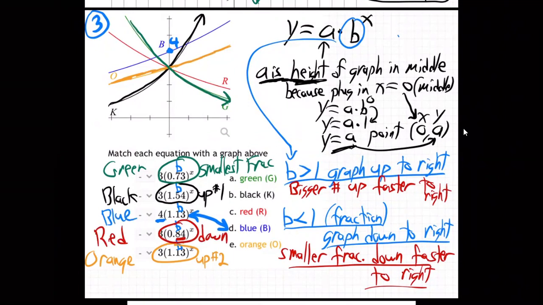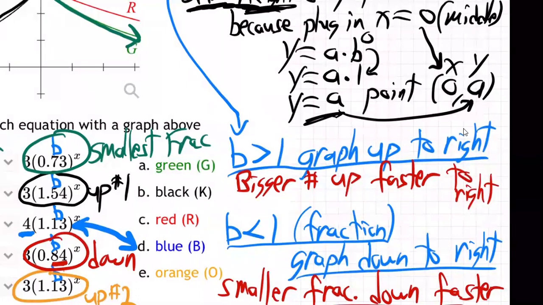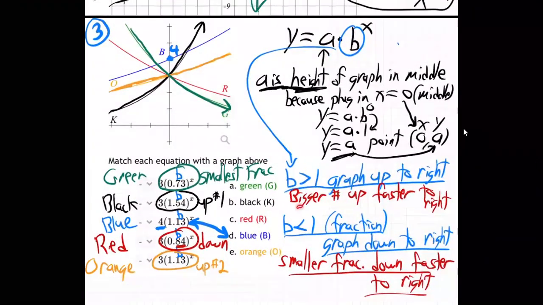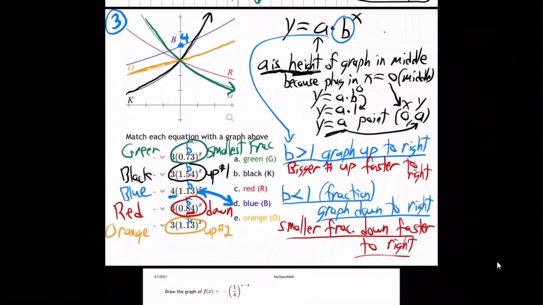So there we go. That's how we tell. We're learning some of the characteristics of an exponential function. The a in the front is the height of the graph in the middle, because if you plugged in x equals zero, you'd get b to the zero, which is one. a times one is a. Then the b, the base, the thing the x is on, is about whether it's greater than one or less than one. If it's greater than one, it goes up to the right. If it's less than one, a fraction, a decimal, it goes down to the right. The bigger it is, the faster it goes up. The smaller it is, the faster it goes down to the right.